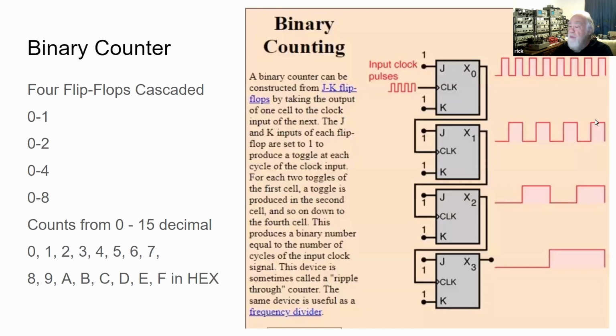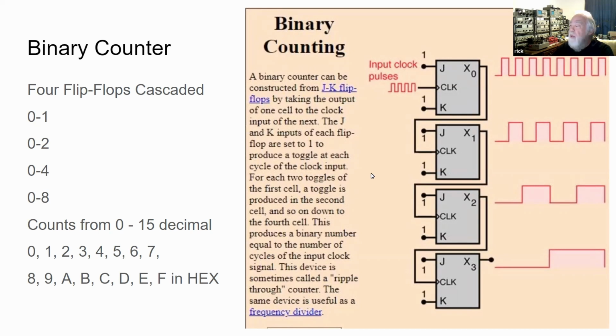So as I was saying before, we can take 4 of these flip-flops, put them in cascade, and you can see here the counting sequence of 0 and 1, 0 and 2, 0 and 4, and 0 and 8. And that gives you up to 15, actually 16 different values from 0 to 15. And that's where we came up with the hex counting system, where numbers are 0 through 9. But then to continue for the other 6 values, we use the alphabetic letters A through F.